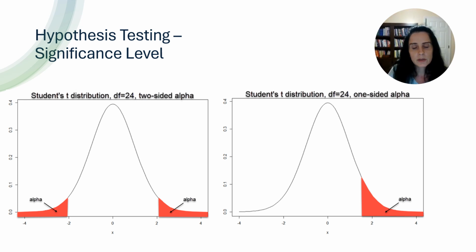When the t-test is two-sided, alpha is divided in two and is located at both ends of the distribution. When the test is one-sided, alpha is located at one end of the distribution, for instance, under the right tail, as indicated in the image on the right.